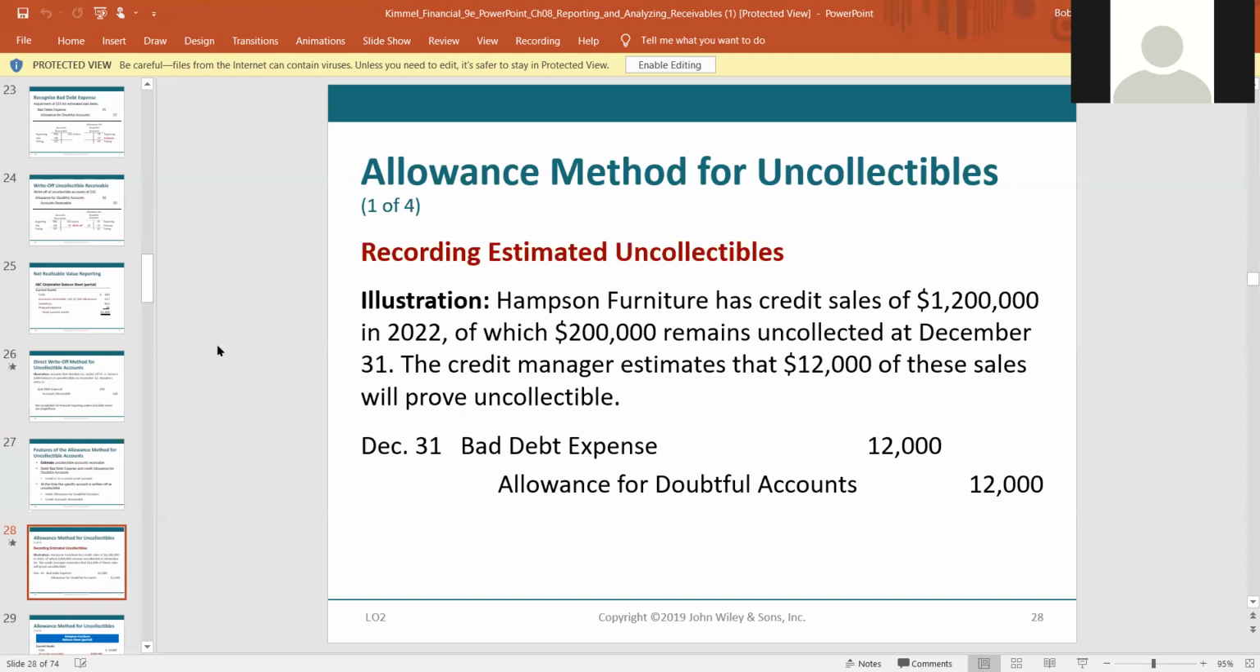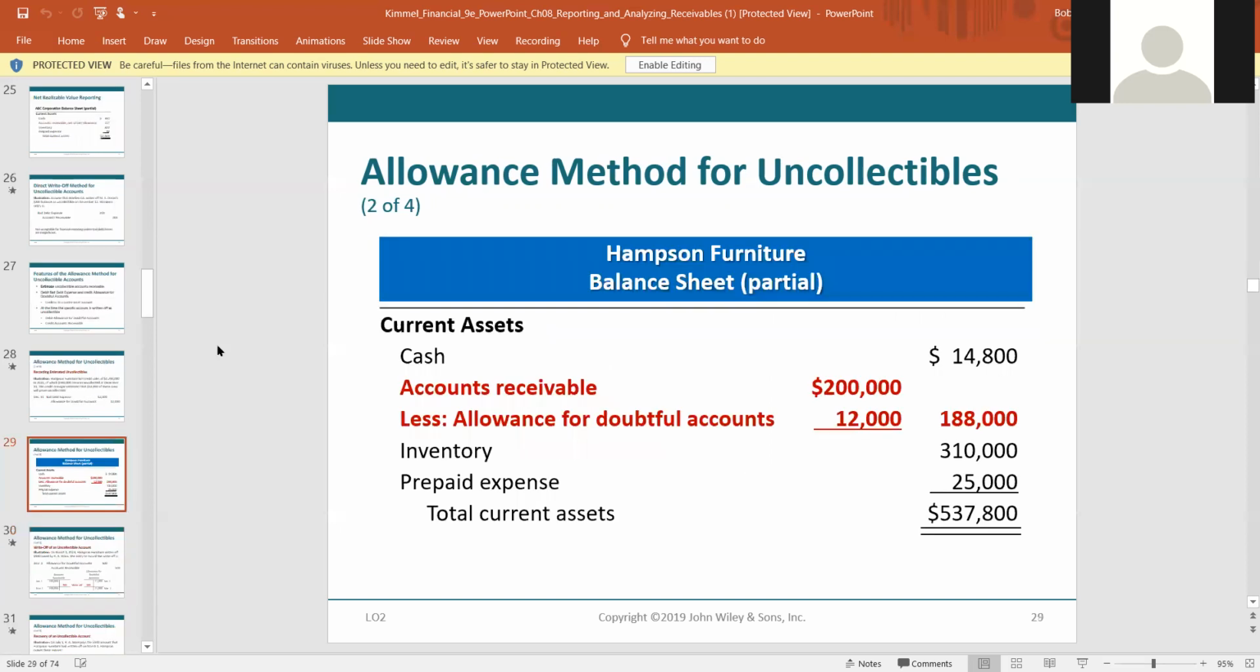But anyway, so they have to say to themselves, we have $200,000 in receivables, but we think $12,000 will not be collectible. We have to recognize that expense now in the month where we made those sales, not in the month when we're actually going to write off the bad debt. So at the end of the month, we'd be required to debit bad debt expense, credit allowance for doubtful accounts. And that's how it would look on your balance sheet. You'd see that line, accounts receivable, less allowance for doubtful accounts, and that gives you net receivables, in this case of $188,000.